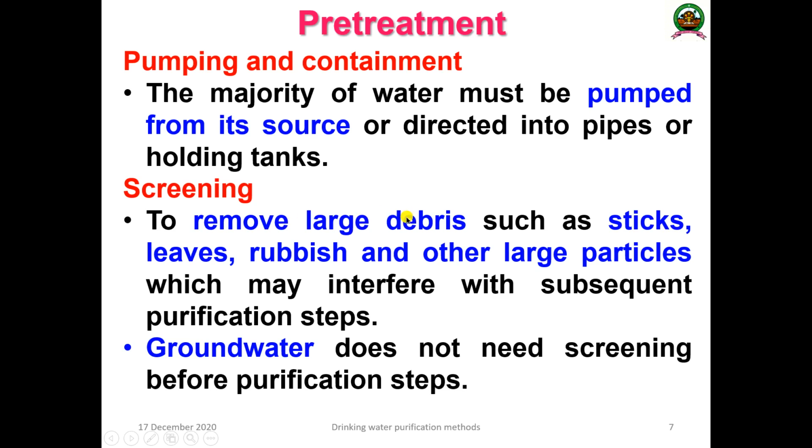Okay, the larger debris such as cans, bottles, plastics, sticks, leaves, rubbish and other larger particles may interfere with the subsequent purification. So large components, which are the things we can physically see, the big materials, papers, boxes, cans, tins, and cloth materials, can all be removed. That is known as screening.